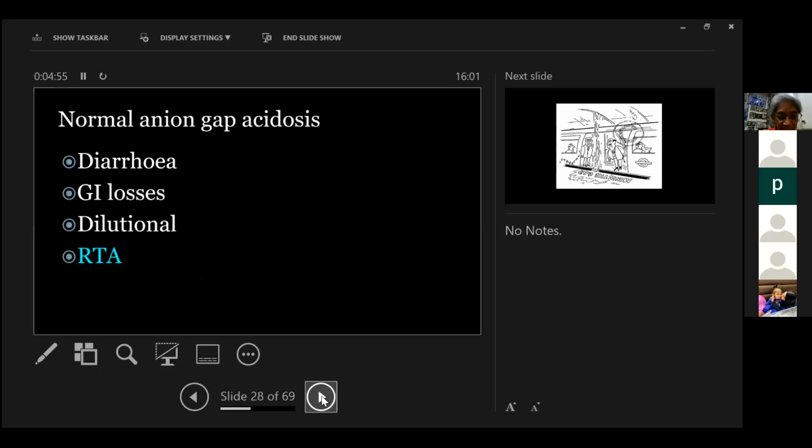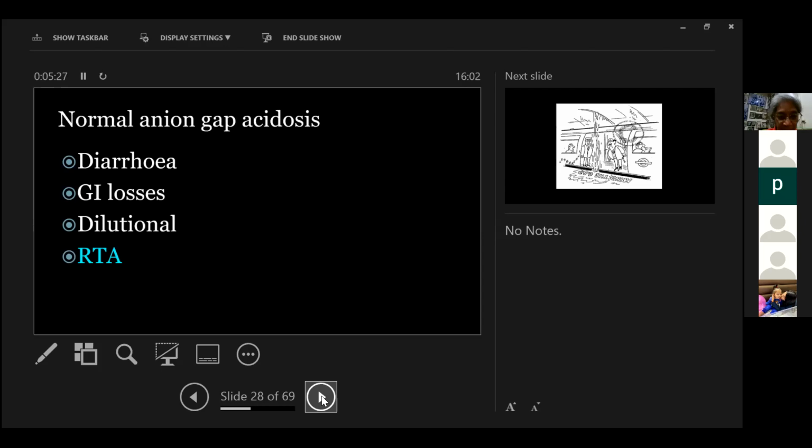Normal anion gap acidosis, there are fewer causes. So all your GI losses, either diarrheal losses or postoperative GI losses, could give rise to non-anion gap acidosis. RTA is a very important cause, and similarly early CKD, where you will not get a wide anion gap acidosis, but because of tubular problems, you may get a non-anion gap acidosis.